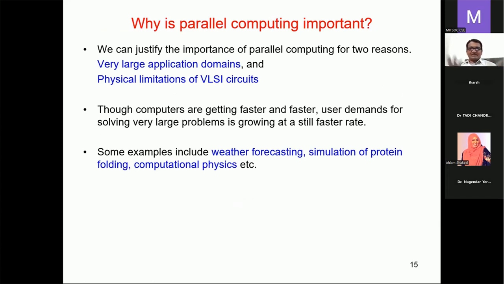So though computers are getting faster and faster, user demand is still growing exponentially, because definitely the scale is growing, data is growing, number of users and number of devices are growing. Even existing parallel computing platforms are not becoming adequate to address high performance computing use cases like weather forecasting, simulation of protein folding, computational physics, and so on.